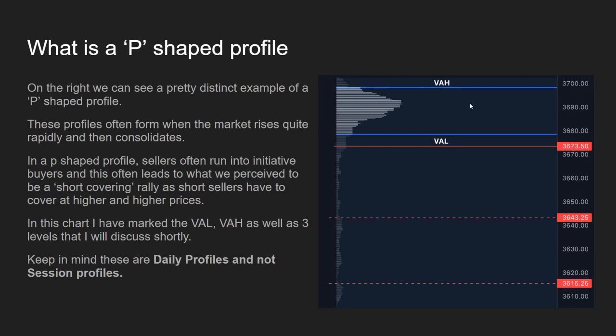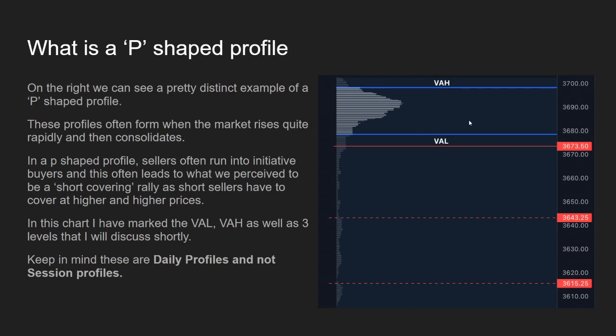In this chart, I have marked the value area low as well as three levels that I will discuss shortly. The levels being 3673.50, 3643, and 3615. As I said while we were on the introduction, keep in mind that these are daily profiles and are not at all session profiles that you may be accustomed to.